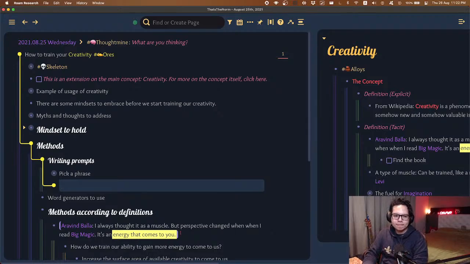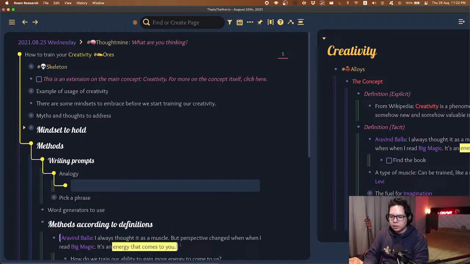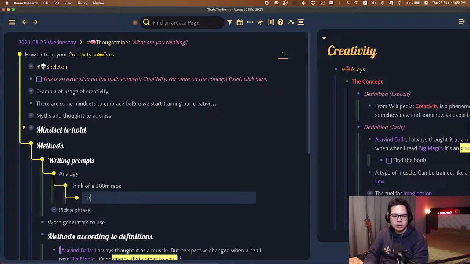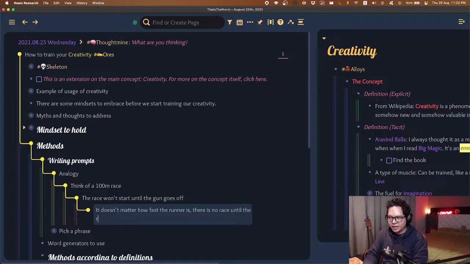Okay, I'll give a good analogy. Think of a 100-meter race. The race won't start until the gun goes off. So it doesn't matter how fast the runner is. There is no race until the race starts, i.e., the gun goes off.